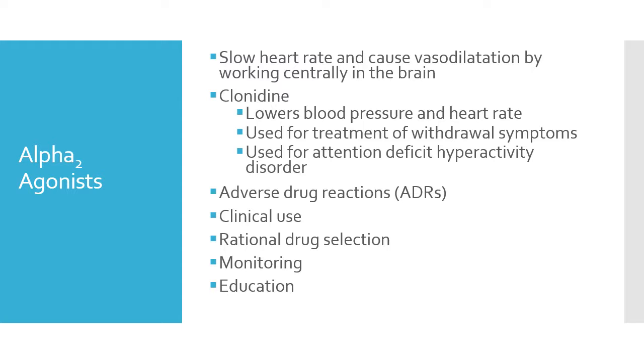So clonidine can lower blood pressure and heart rate. It's used for the treatment of certain withdrawal symptoms. And then we see drugs like Intuniz, which is an alpha-2 agonist, being used for ADHD. The classic adverse drug reactions, or ADRs, are bradycardia, AV block, palpitations, tachycardia, sleep disturbances, dry mouth, orthostatic hypotension, constipation, nausea. We can see leg cramps and urinary retention.